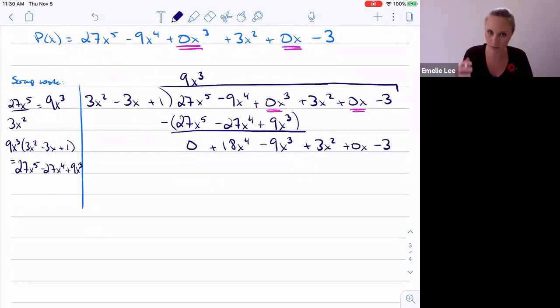Okay, now we start all over again, right? We take 18x to the 4 divided by 3x squared.